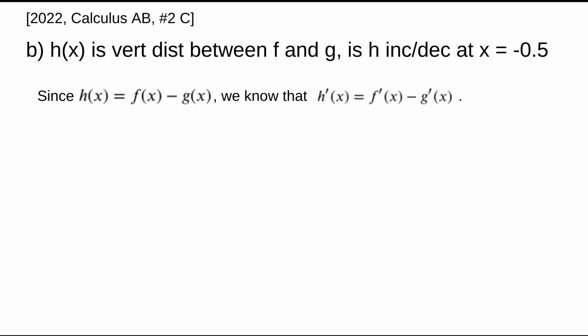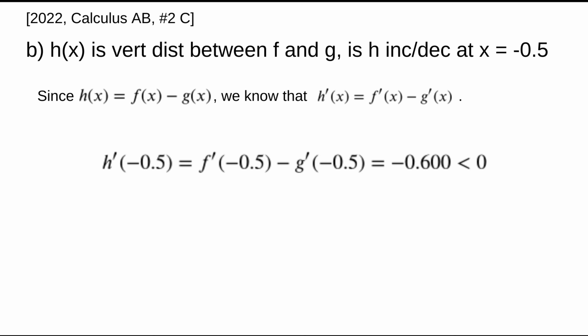And if we want a derivative for h of x, we can just do f prime of x minus g prime of x. We can evaluate h prime of x at -1/2 by evaluating f prime at -1/2 and g prime at -1/2. And again, because this is a calculator active question, we could use our calculator to determine those values, and it turns out that h prime of -1/2 is -0.600, which notably is less than 0. So we conclude that because h prime at -1/2 is negative, this function h of x is decreasing at x equals -1/2.